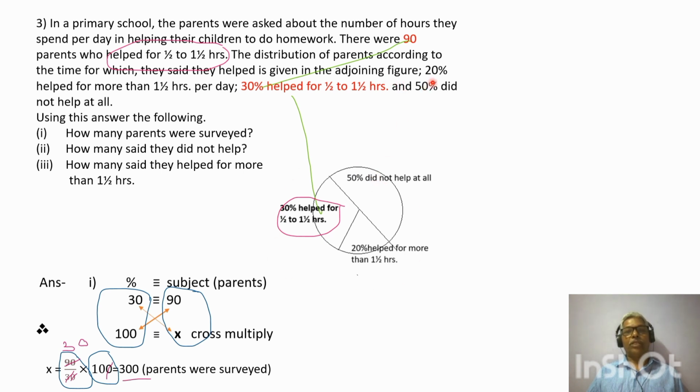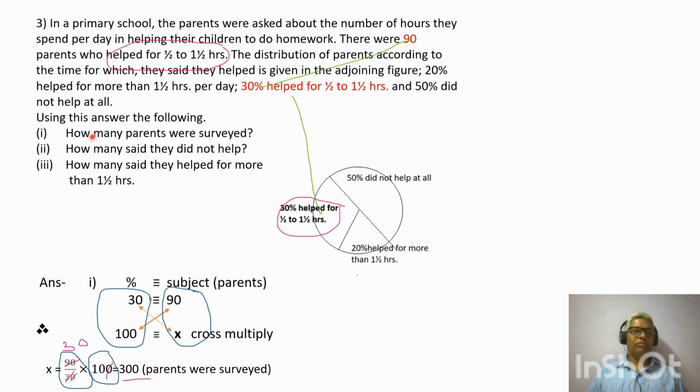That is the data given by the parents on helping the children in homework. What it says is 20% help for more than 1.5 hour, and 30% help for half to 1.5 hour. I have marked it red just to highlight it because we have another data also for half to 1.5 hour. This matches, that this is given in percentage and this is given in number. Okay, we will go ahead and see how it works. We read here that 50% did not help at all.